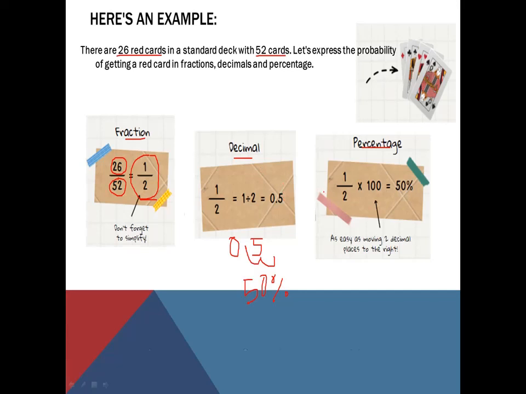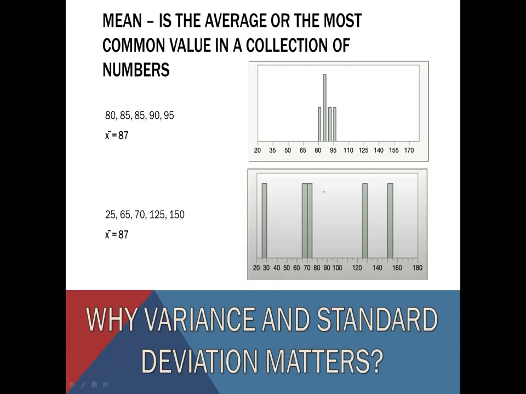Now let's go through understanding what really is the meaning of mean, variance, and standard deviation. We have here two sets of data, and the mean of these two sets of data is 87. Both have a mean of 87. And as you can remember from junior high school, we already tackled the mean.